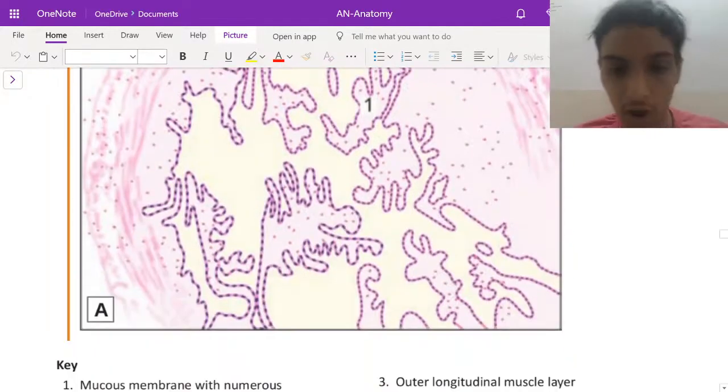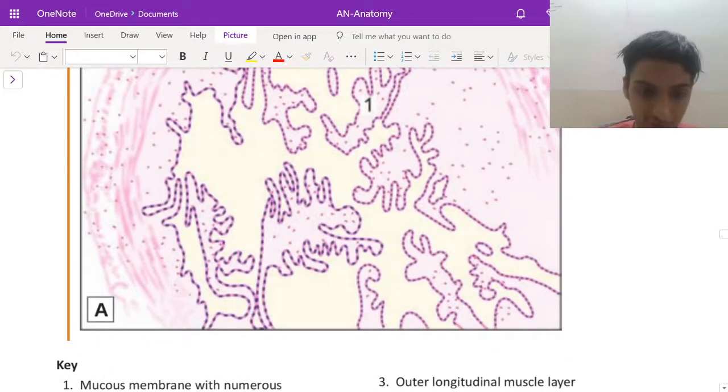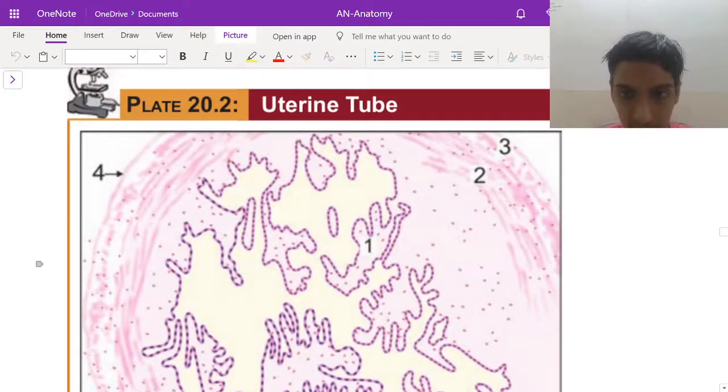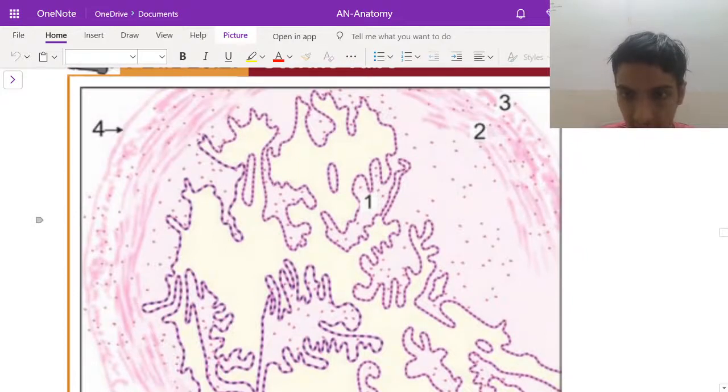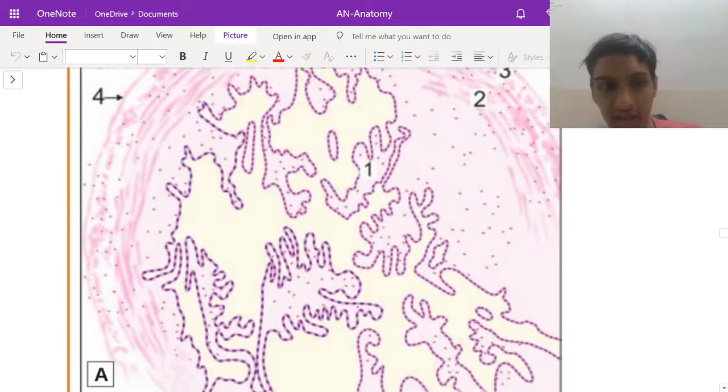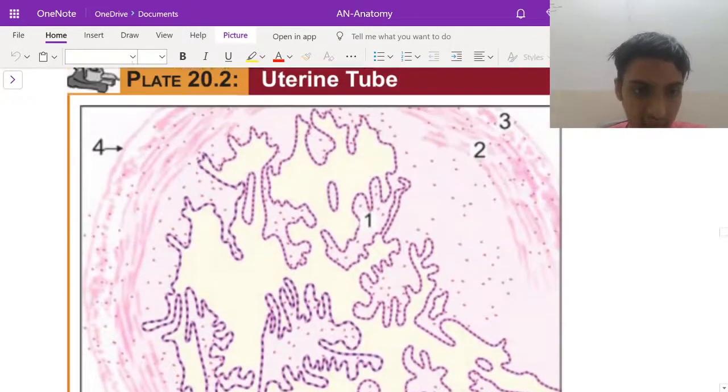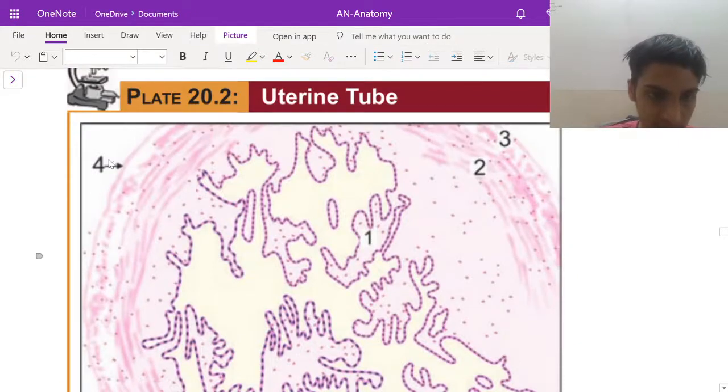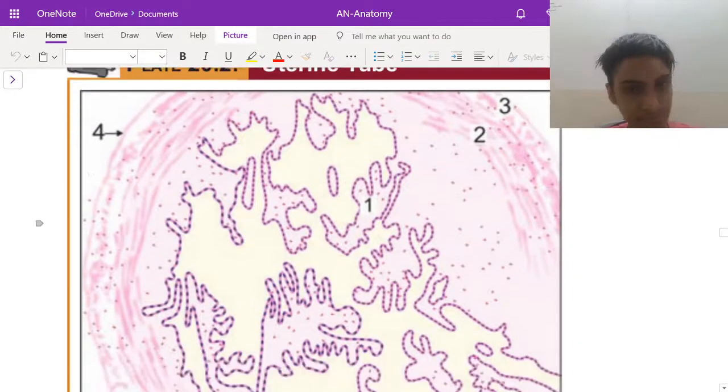Now the histology of the fallopian tube or the uterine tube: we can see a beautiful mucus layer which is thrown into a number of folds. So we have a number of folds with a lot of mucus layer. And also we have an inner circular layer and an outer longitudinal layer, very important. Basically, the second and third are the muscle coat. And here we have the serosa. So this part is the serosa.